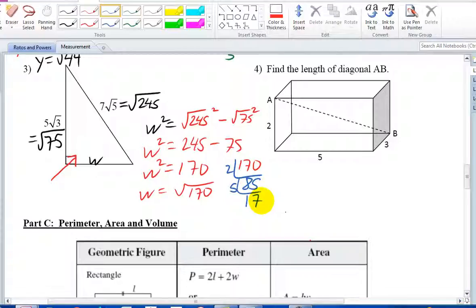So can you take anything out? Doesn't look like it to me. Can you? Nope. So that's our final answer, square root 170. Okay.